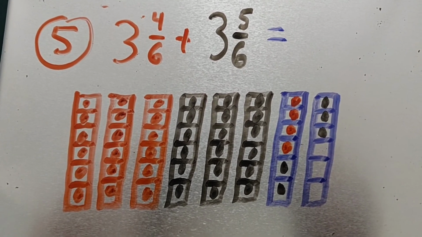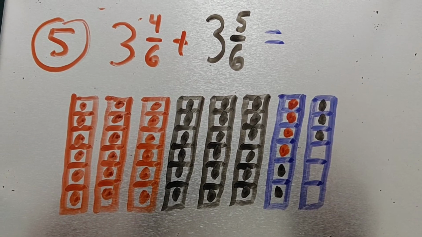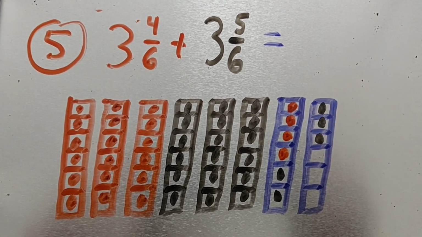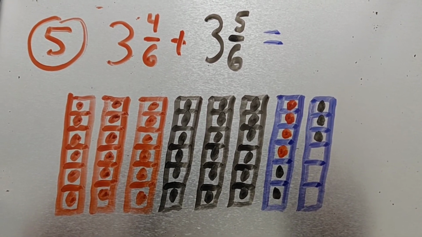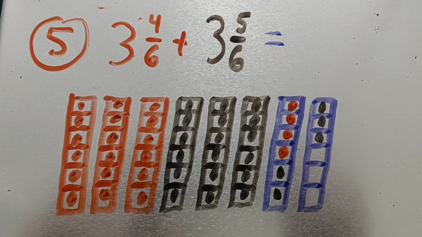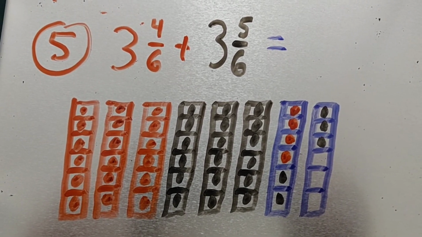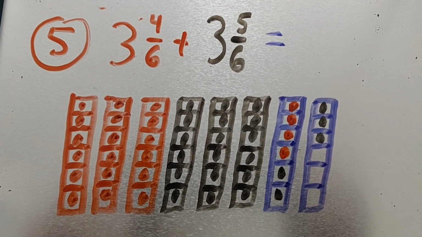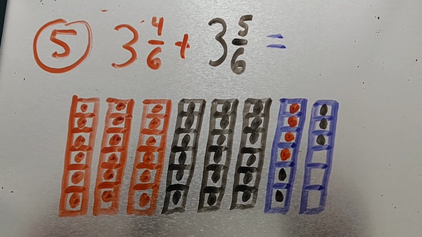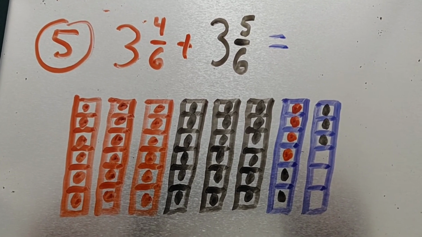So notice I've now done that here. If you look at the model second from the right, I have the 4/6 from 3 and 4/6. And then right after that, without skipping any spaces, I keep going with the 5/6 from 3 and 5/6. So you can see those 5 black dots. And so now we're ready to count up everything that we have to find the sum of 3 and 4/6 and 3 and 5/6.